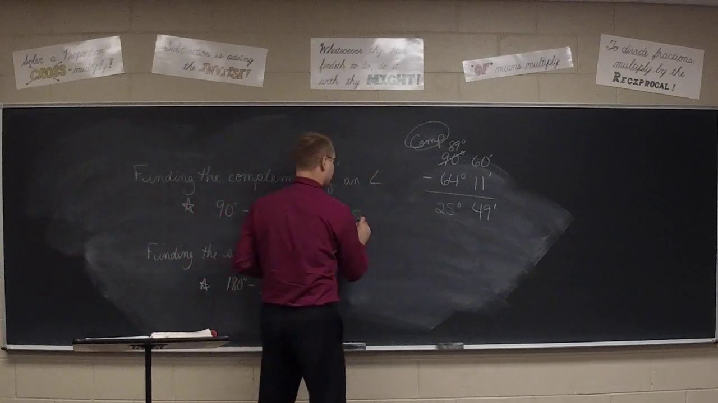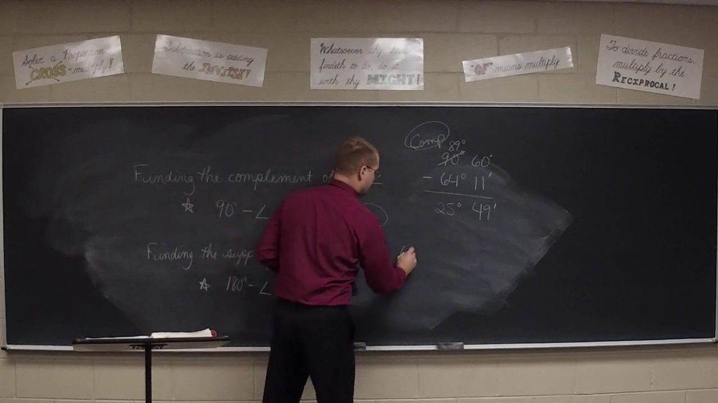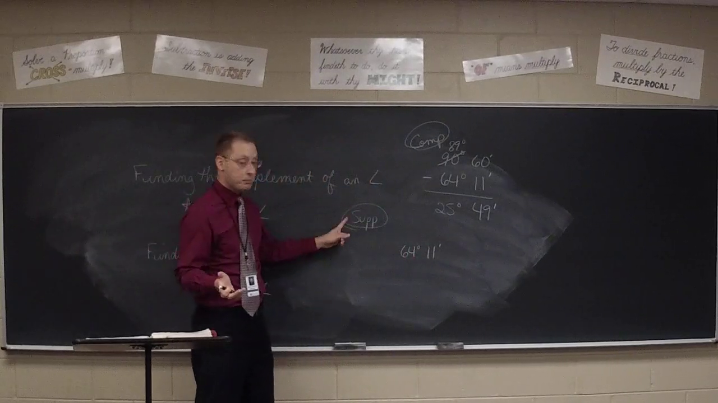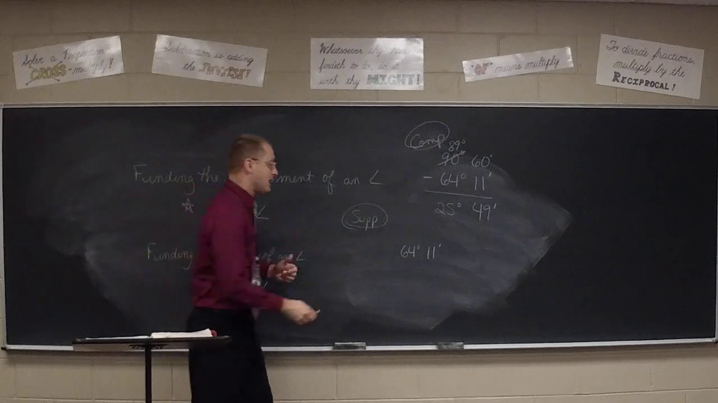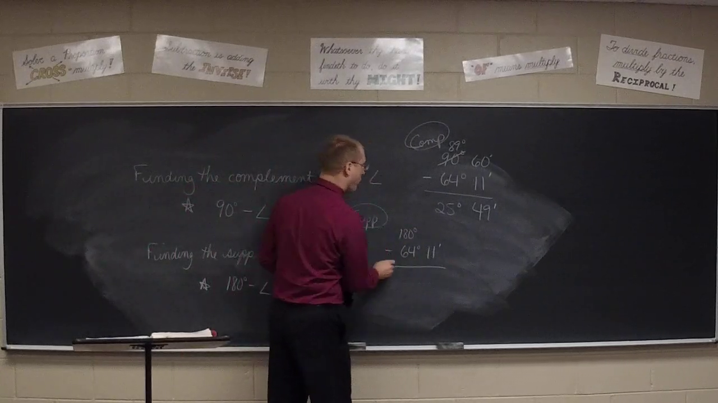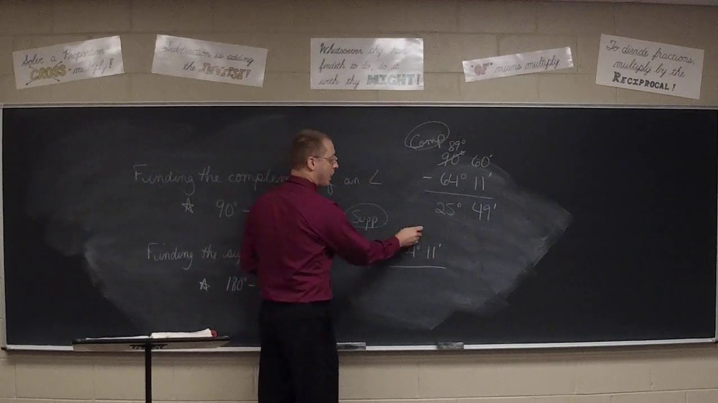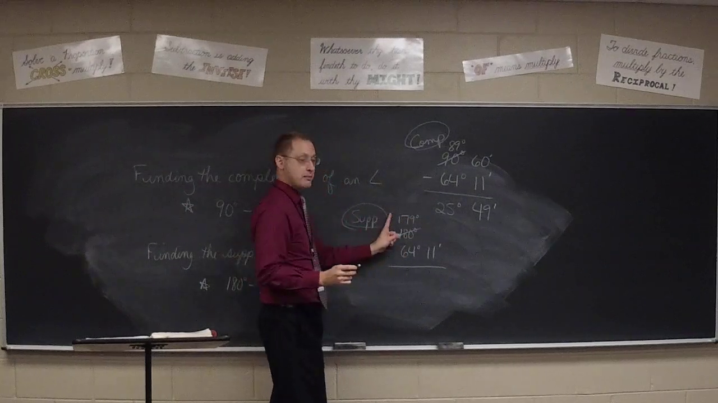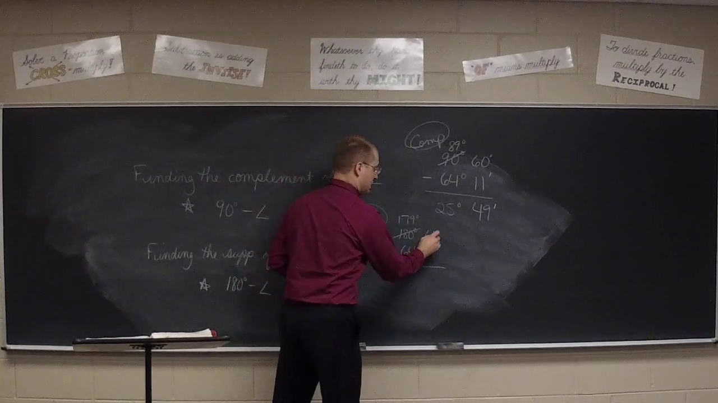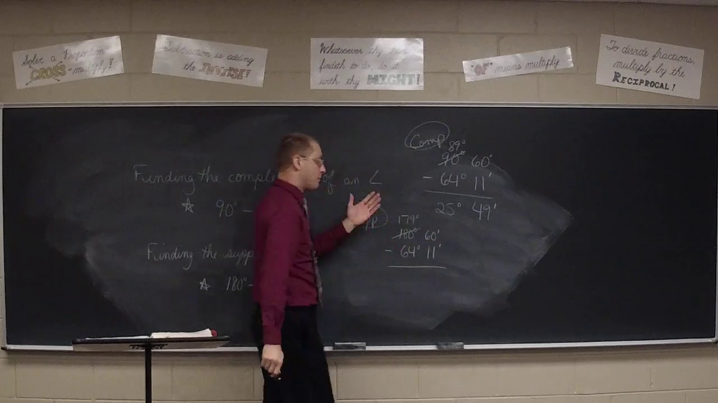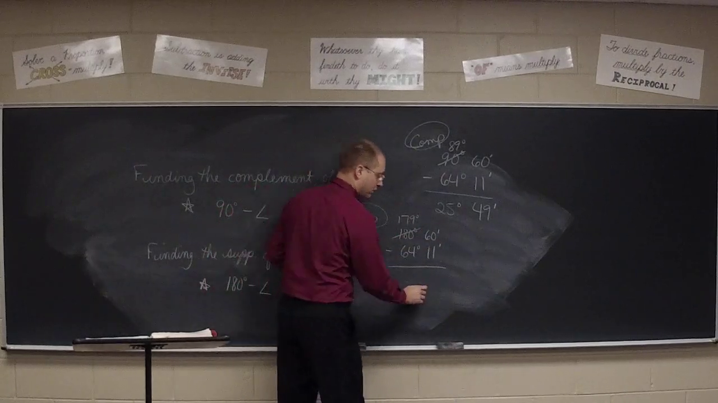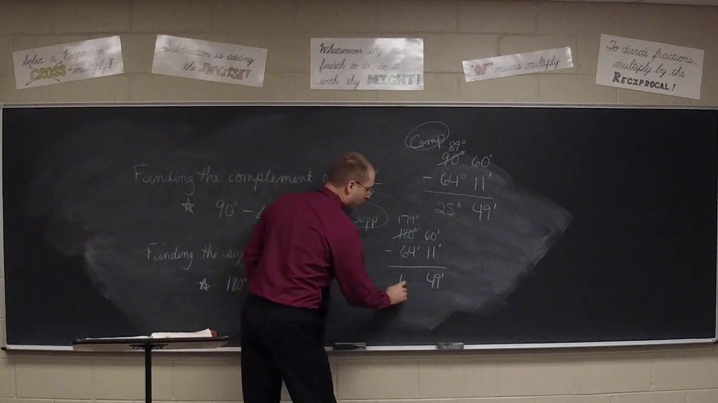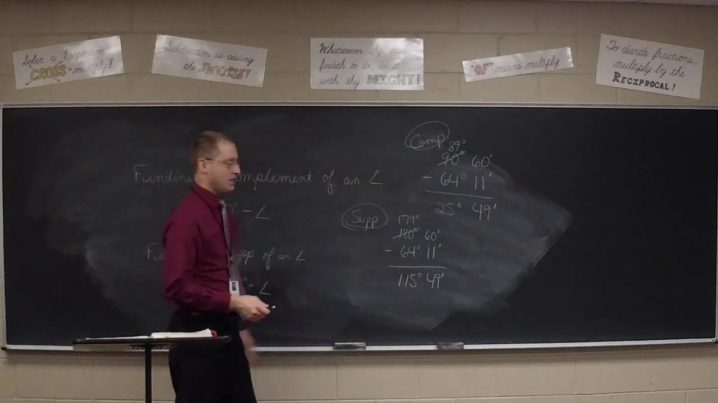What if it said find the supplement of 64 degrees, 11 minutes? Well, instead of subtracting from 90, class, to find the supplement, we would subtract from 180. But once again, same problem as before. You can't subtract minutes from no minutes. So we're going to borrow a degree, right? 179 degrees, and that 1 degree comes over as 60 minutes. There we go. And then we subtract. Well, again, 60 minus 11 is still 49 minutes, but 179 minus 64 is 115 degrees, 49 minutes. Make sense?